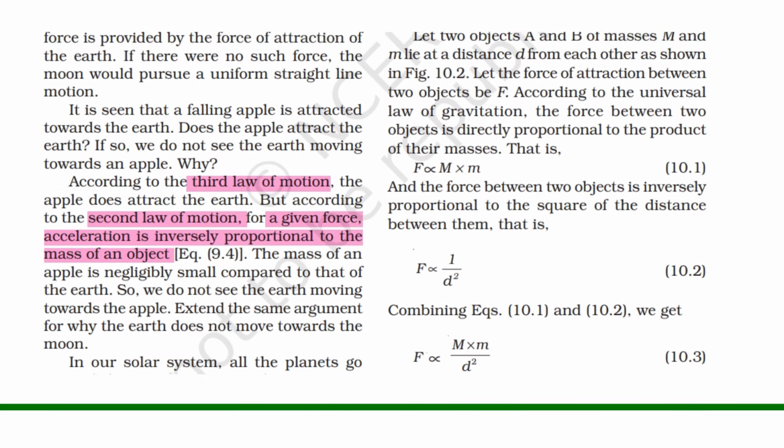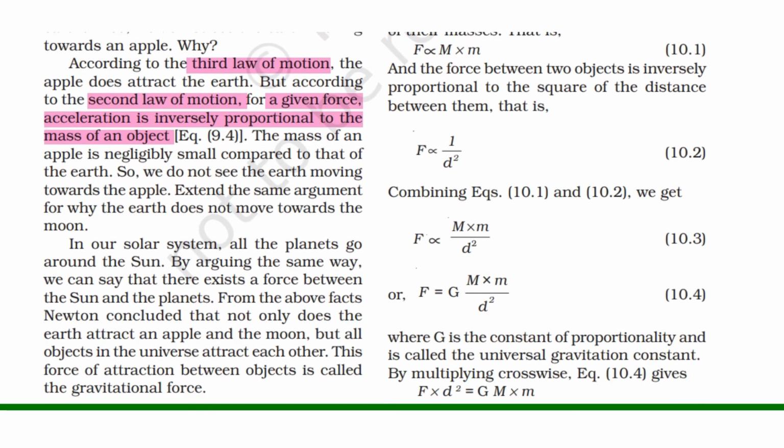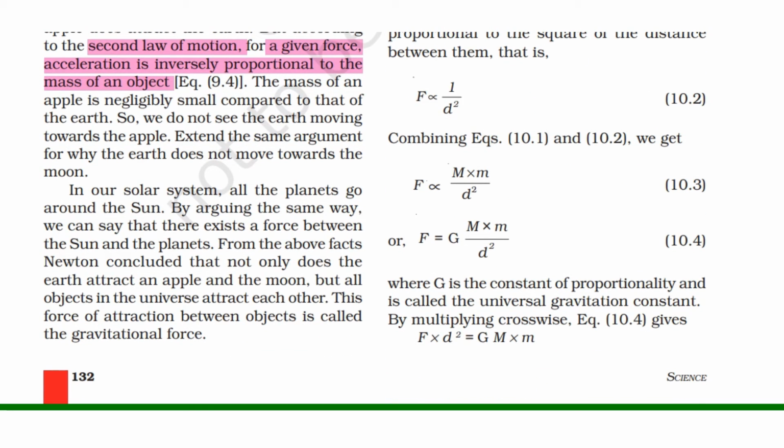Extend the same argument for why the earth does not move towards the moon. In our solar system, all the planets go around the sun. By arguing the same way, we can say that there exists a force between the sun and the planets. From the above facts, Newton concluded that not only does the earth attract an apple and the moon, but all the objects in the universe attract each other. This force of attraction between objects is called gravitational force.